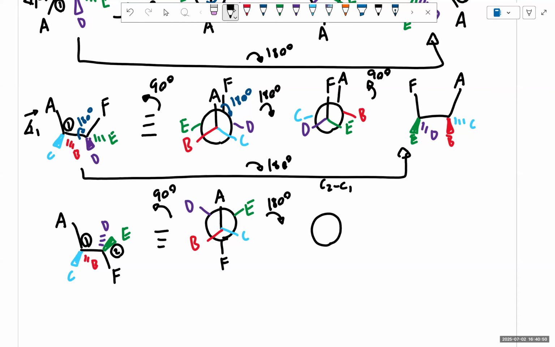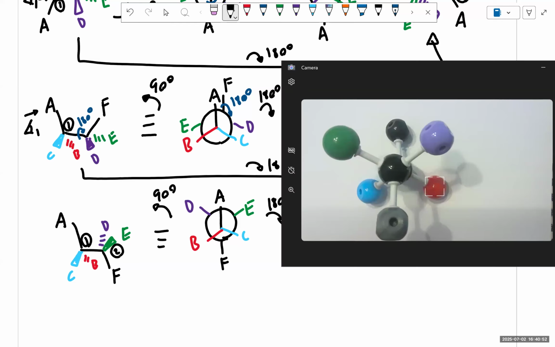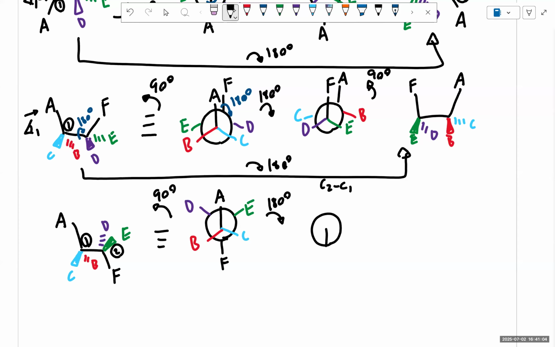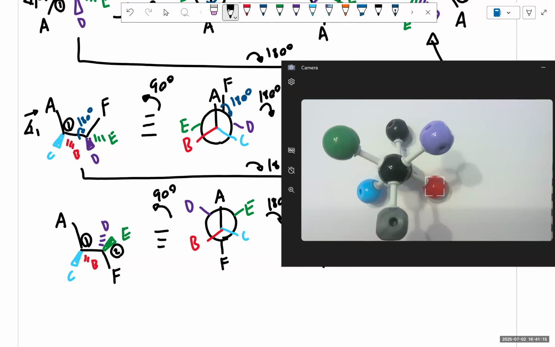In this case, as we can see, the carbon-containing atom F is in front, atom F is pointing down, atom D is pointing up and to the right, atom E is pointing up and to the left. Let's look at our back atoms now. In this case, atom A is pointing up, atom B is pointing down and to the right, atom C is pointing down and to the left.